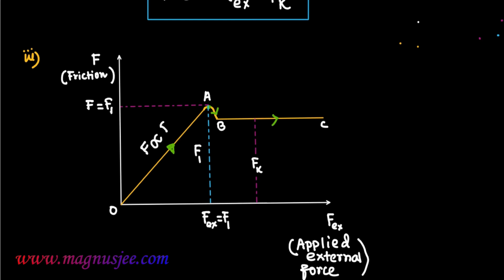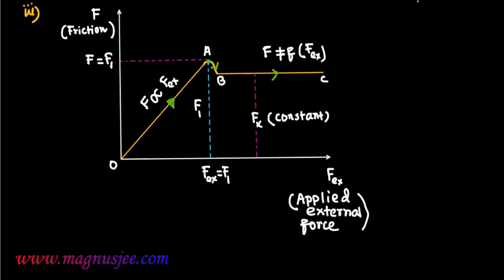From O to A, static friction F is directly proportional to applied force Fex, and from B to C, kinetic friction or force of friction remains constant. That means force of friction is independent of external force. F is not a function of Fex.